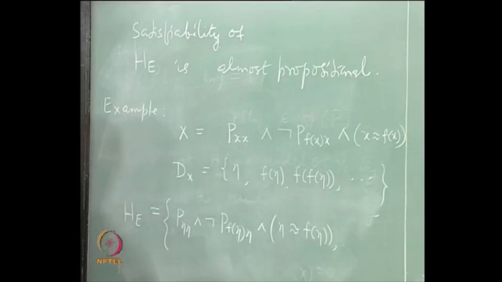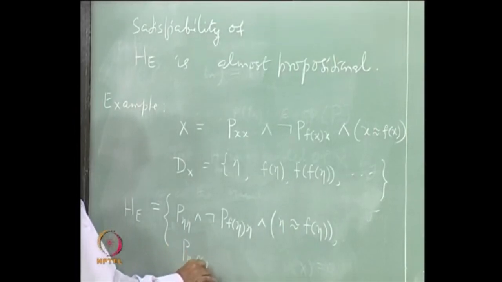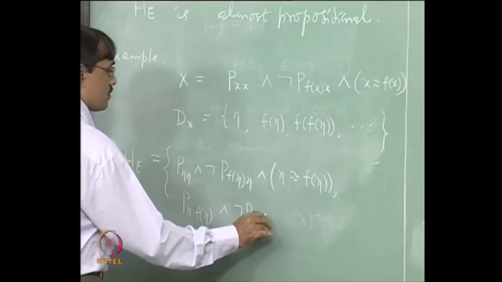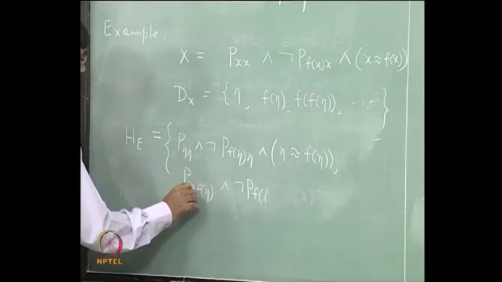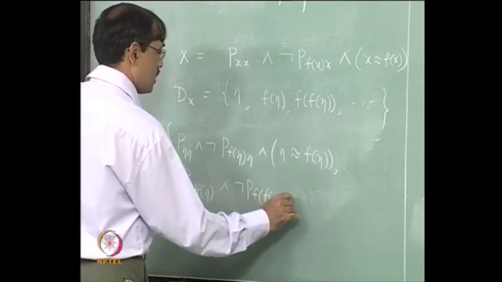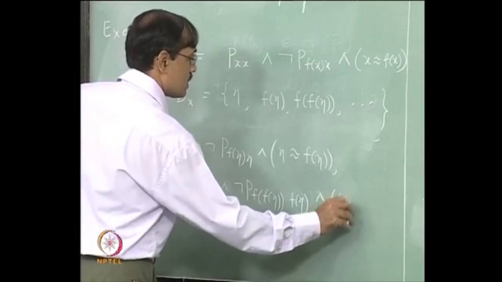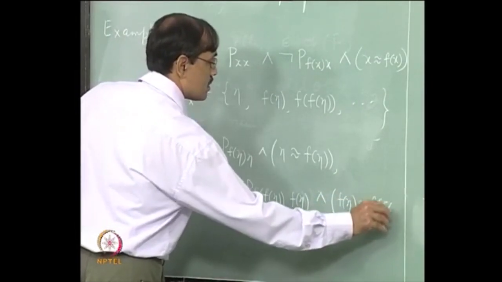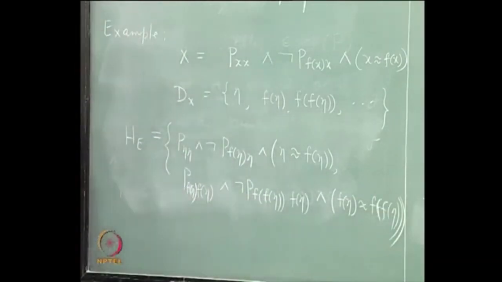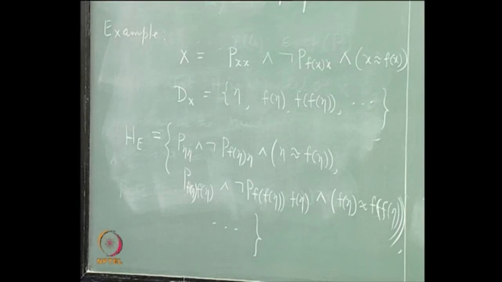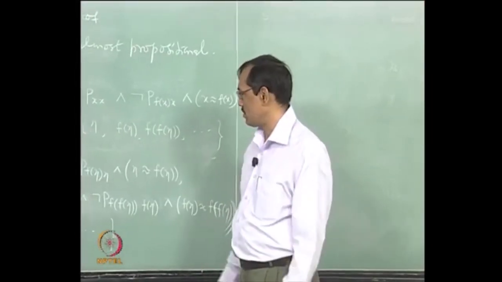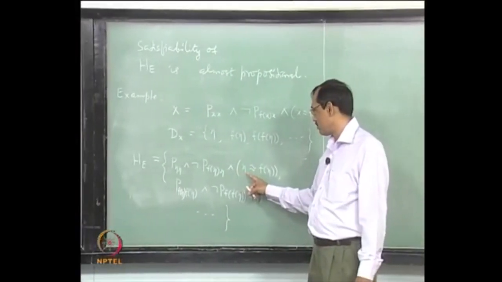right. Then P(eta,f(eta)) and not P(f(...)) where x has to be f(eta) now, so P(f(eta),f(eta)) and f of eta is equal to f of eta, right, and it continues, it is a denumerable set now, writing all these x as eta and then f of eta and so on, fine. Now is this satisfiable or not? Why is it not satisfiable? Because of some property of eta equal to f(eta).